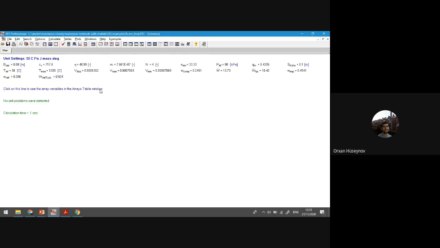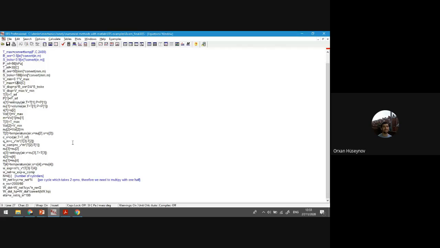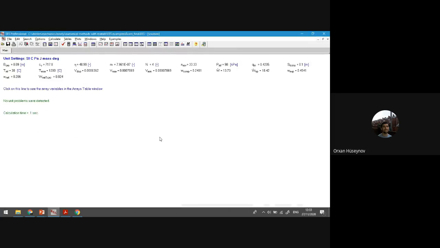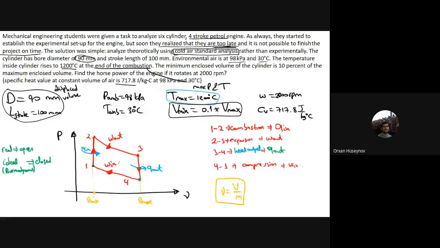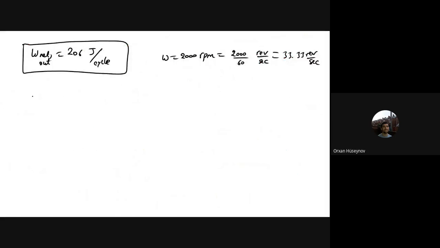In 1 second, it is that 33 revolutions per second. In 1 second you have this amount of revolution, but in one cycle you have this amount of the joule. Okay, but since it is 4-stroke engine, let me go back to here. The question says that it is 4-stroke petrol engine. In 4-stroke petrol engine, in one cycle, you have 4 strokes.